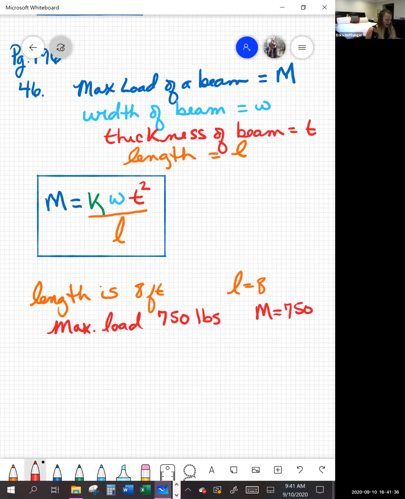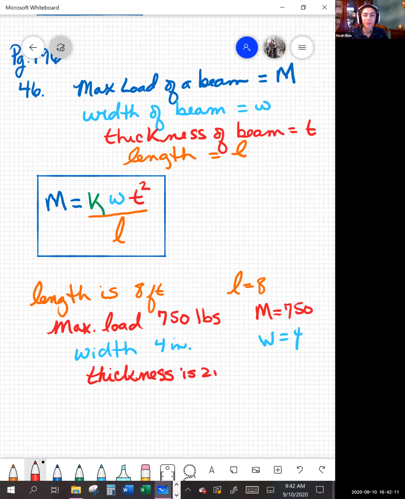When the beam is 4 inches wide, so W equals 4, and 2 inches thick. I did the wrong color for one of those. Oh well. The thickness. I'm assuming this is a metal beam because a 2x4 cannot hold 750 pounds at 8 feet. I know from experience. Okay.